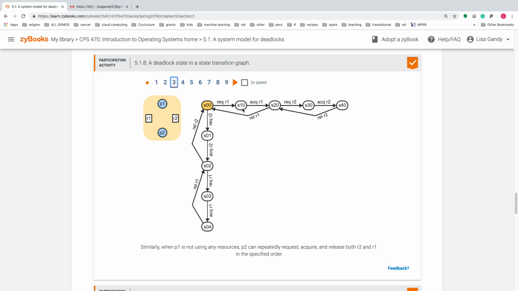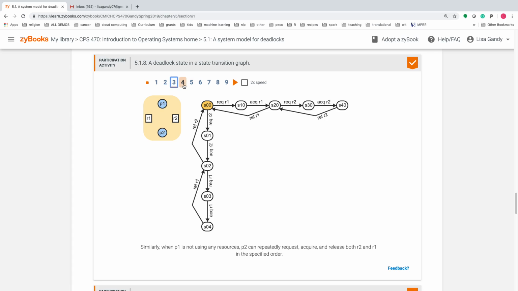So P1 always requests R1, gets R1, then asks for R2, then gets R2, then releases R2, then releases R1. And then the behavior for P2 is the opposite. It asks for R2, gets it, asks for R1, gets it, then releases R1 and releases R2. So the question is, with these processes acting this way independently, together, when they're doing all these requests and releases, are we ever going to be in a deadlock state?